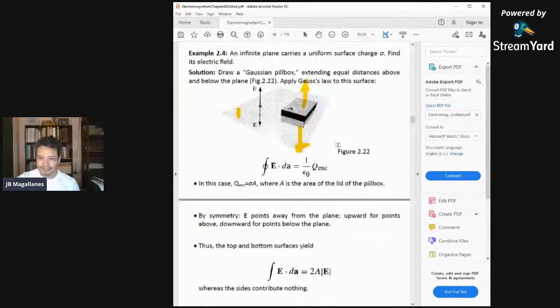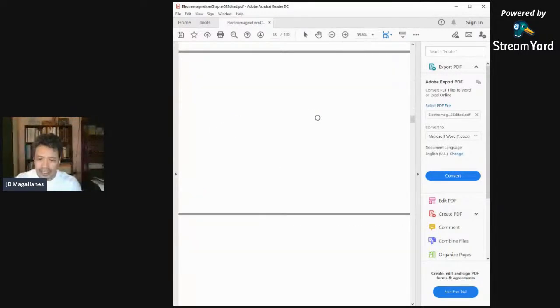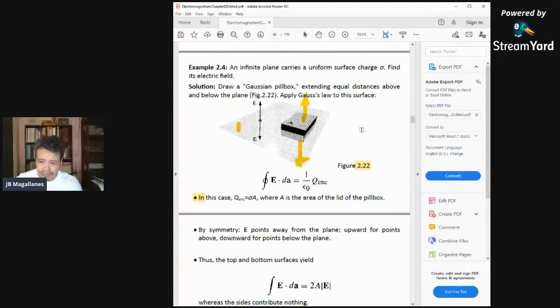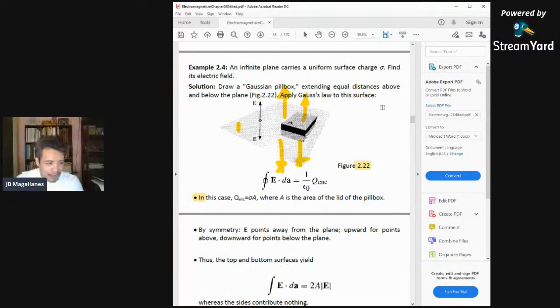This is the direction of the area, the patch of area, the directional area. You have here going up and then below is going down. The electric field, as I've said, is going up here, and the electric field is going down here. So what can you say about the direction of the patch of area and the electric field?